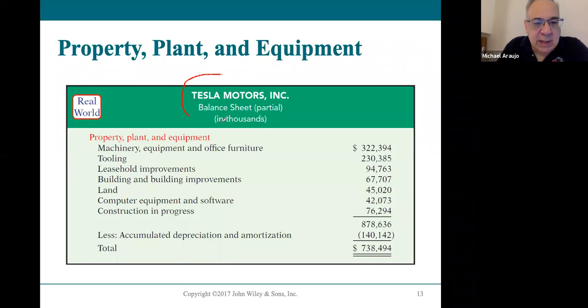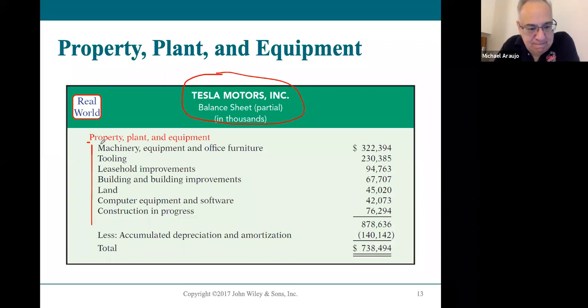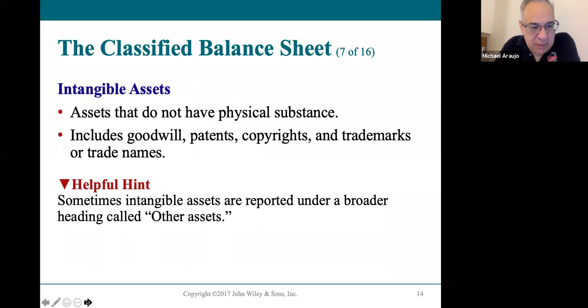Here is a partial balance sheet from Tesla showing its property, plant, and equipment listed here. Now here, the order is not specific to useful life. But normally speaking, you'll see that in this textbook. And intangible assets, again, they don't have a physical quality to them. We've talked a bit about patents and copyrights. We're going to be learning all of these, again, in Chapter 9 in more detail. You're just being introduced to certain accounts now.